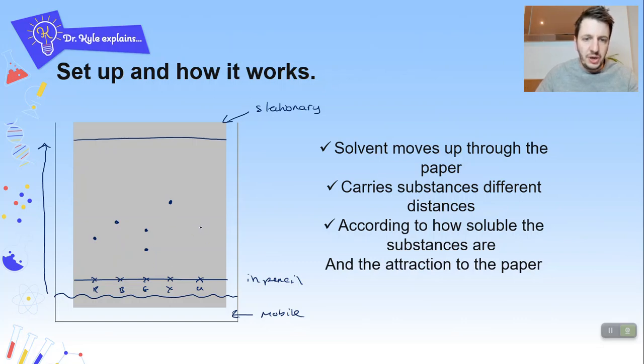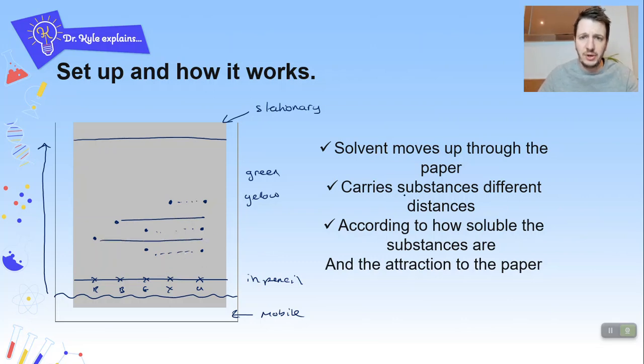And then in your unknown, if you had two dots here and a dot here, for example, what this would mean is that your chromatogram, your unknown sample, must contain the green and yellow inks, because those dots correspond with these dots here, and you don't have any dots corresponding with the red and the blue ink.